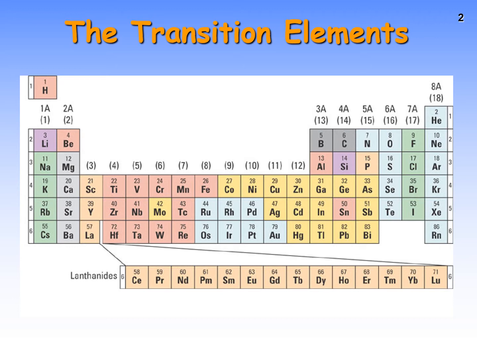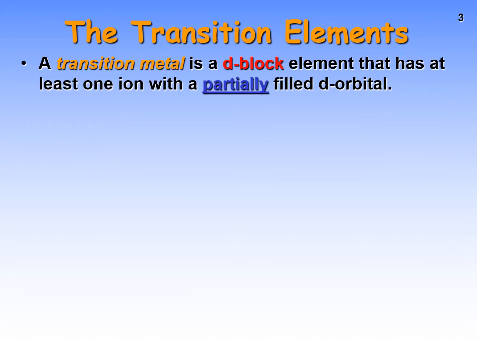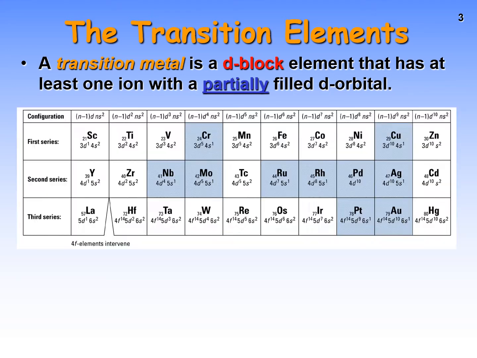So first things first, hopefully you do know where the transition elements are. The transition elements are this whole block on the periodic table. These are our transition elements. This is what we're going to be focusing on for this chapter. So a transition metal is really just a d block element that has at least one ion with a partially filled d orbital. So that's that whole block that we just saw.